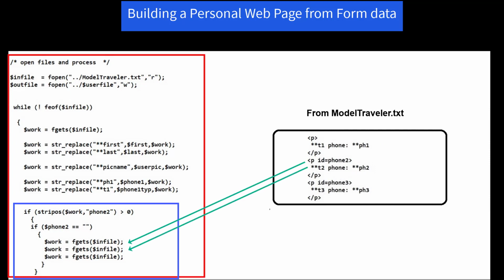Basically, that reads the next 3 lines from the model text file without writing anything out. That's because those 3 lines have a paragraph start tag and then the phone information in a paragraph end tag. So we just skip those. We omit them from the output.